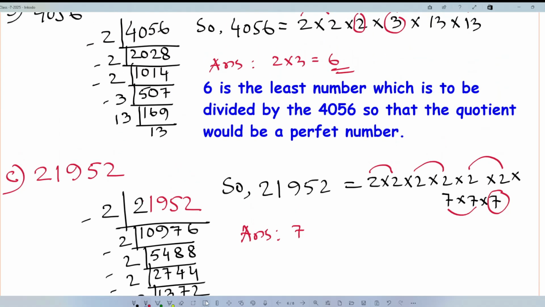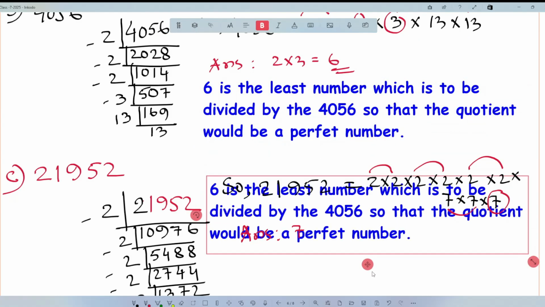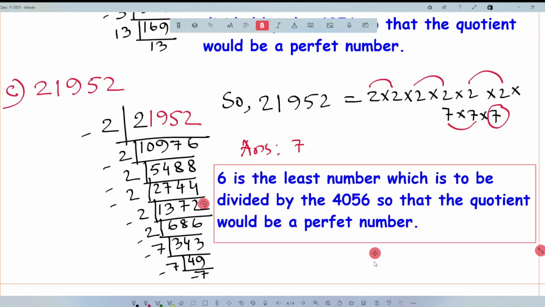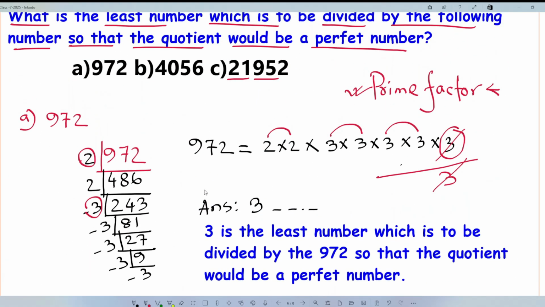So again we can make a copy. Okay, we can put here, so we can write here 7 and the number is 21952. Okay, complete.